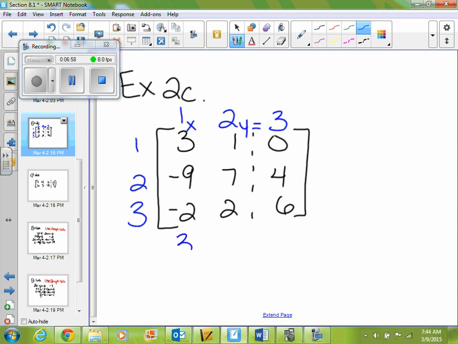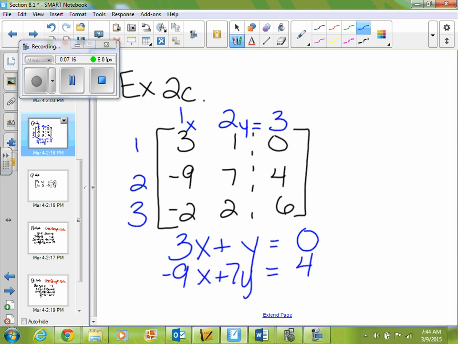So I know that I have 3x as my first equation plus 1y equals 0. If I look at my second equation, -9x plus 7y equals 4. And my third row, -2x plus 2y equals 6. Okay, you can pick any letters you want to represent your variables. Typically, though, when you have 2, you use x and y.